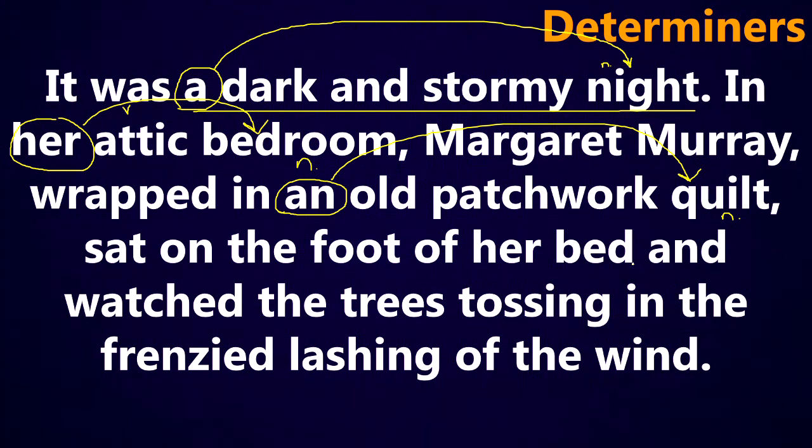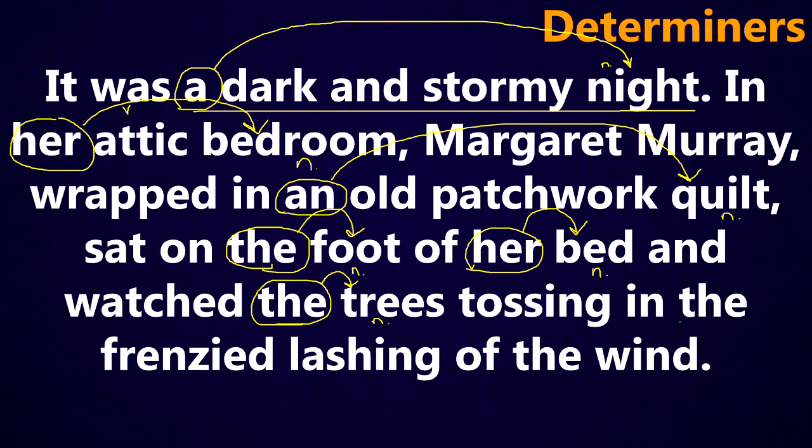Sat on the foot of her bed. So again, we said bed was a noun. And if we look back, we see her bed, because the bed belongs to Margaret Murray. And if we look back even farther, we see this noun foot and the word the. So the is telling us that it's the specific place on this specific bed. So the foot of her bed. And watched the trees tossing. So we said trees was a noun, and the is telling us we're talking about some specific trees. Because she's looking out her window. So we're talking about the trees that she's seeing outside of her window. So since we're talking about specific trees, we use the word the. Just like we're talking about the specific place on her bed, we say the foot or the trees.